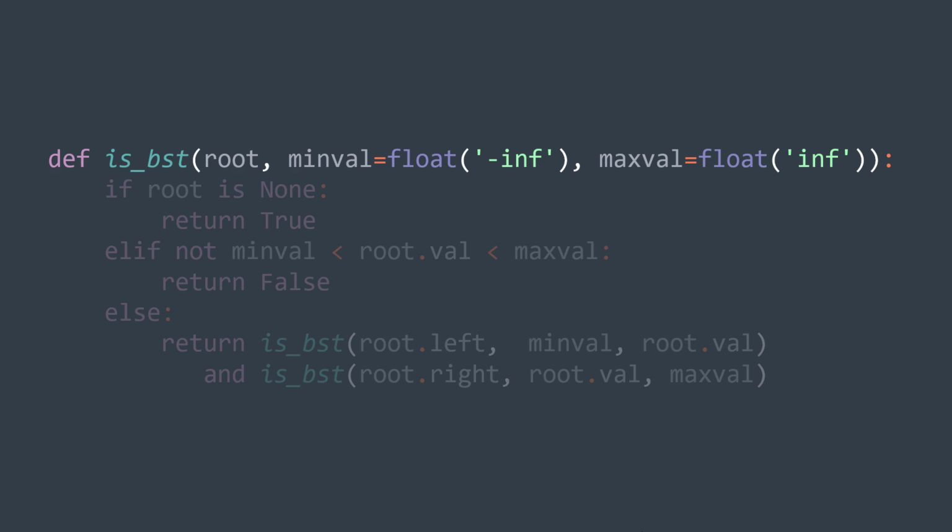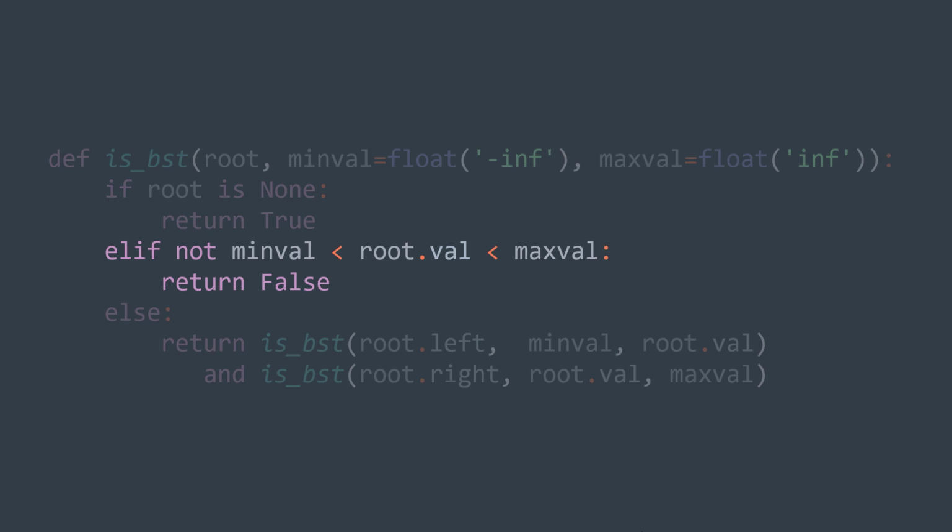Now we have two base cases, the case where the tree is empty and the case where the actual node doesn't respect the range. When the tree is empty, then it's considered as a BST because we don't have something that breaks the condition, so we return true. And when the actual node is not between minval and maxval, then the BST condition is broken, we return false.